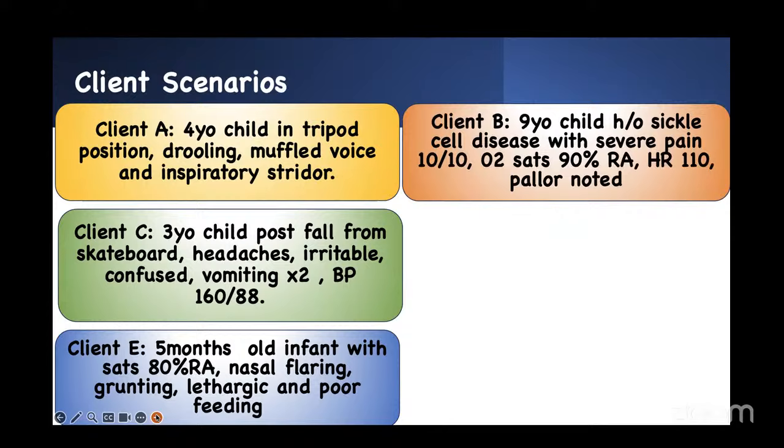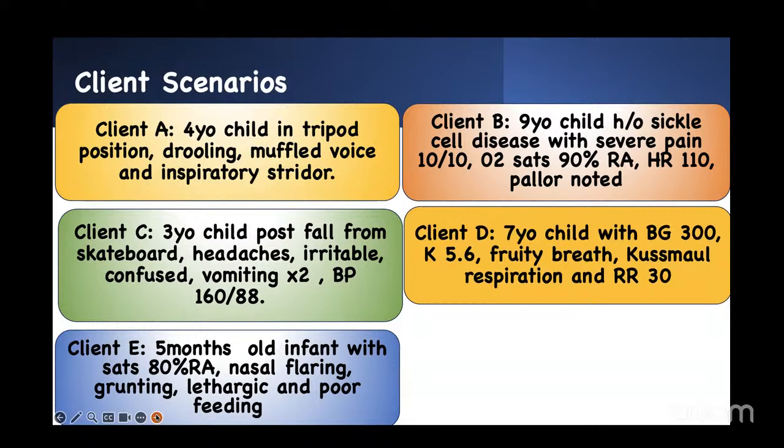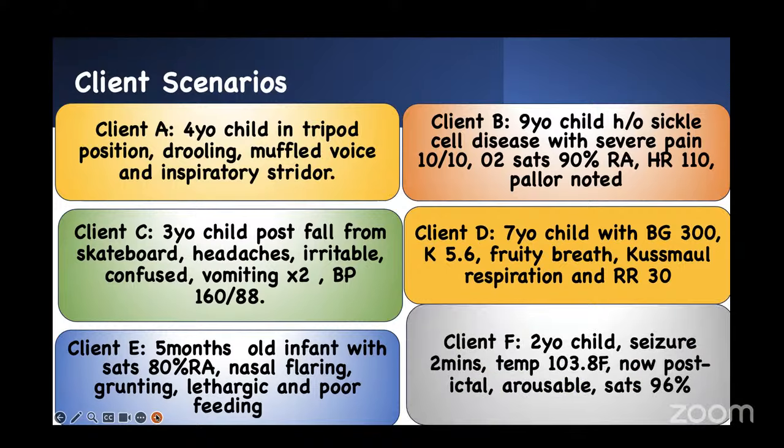A 9-year-old child, history of sickle cell disease, now with severe pain, 10 out of 10, saturation 90% on room air, heart rate of 110, and some pallor noted. A 7-year-old child with blood glucose of 300, potassium 5.6, fruity breath, Kussmaul respirations, respiratory rate of 30. A 2-year-old child with a seizure 2 minutes ago, temperature 103.8. Now the patient is post-ictal, arousable, saturation is 96%.